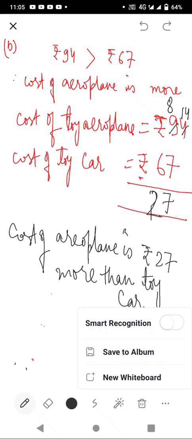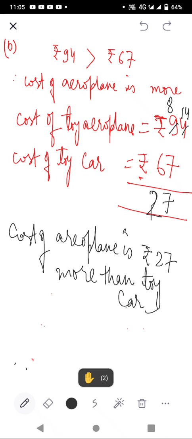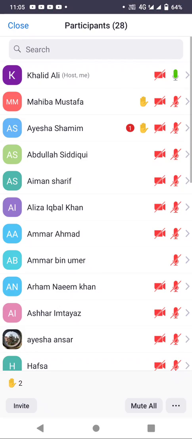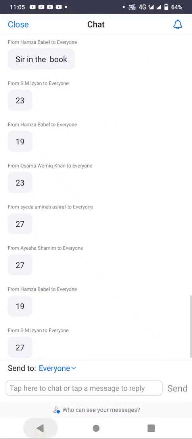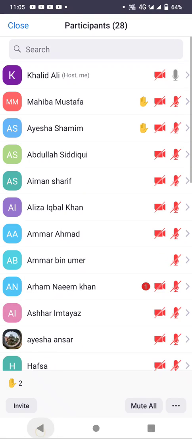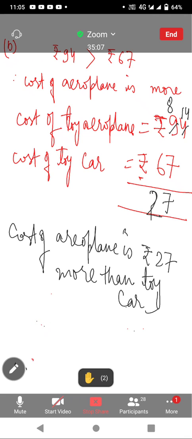Understood, students? Now you have to do part C and D and share on WhatsApp. Yes, student, understood this question? Yes, sir. Now students, do part C and D in your notebook, and then share on WhatsApp. Now the Zoom class is over, we will continue this class on WhatsApp. Okay.